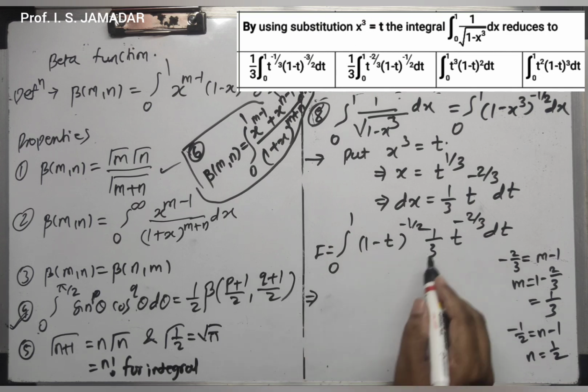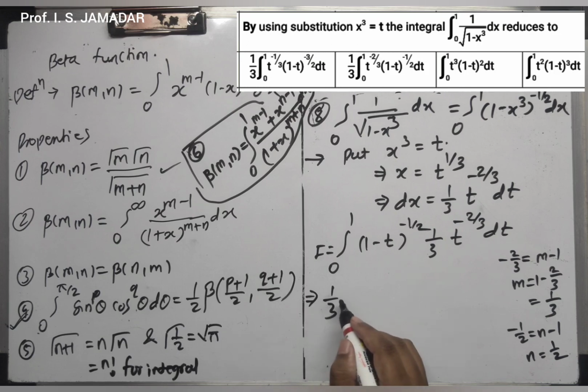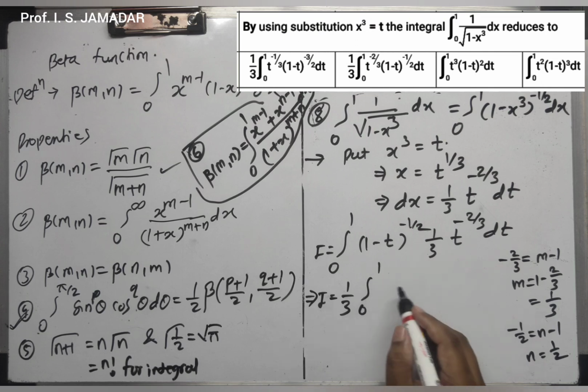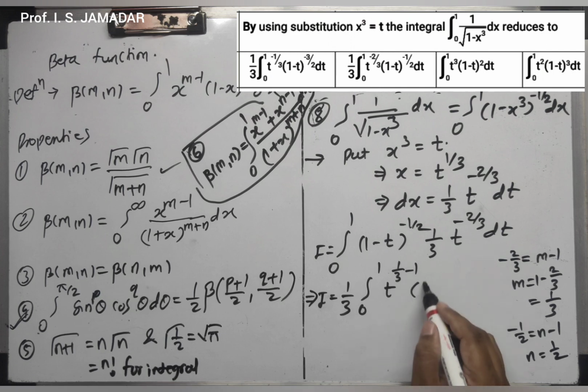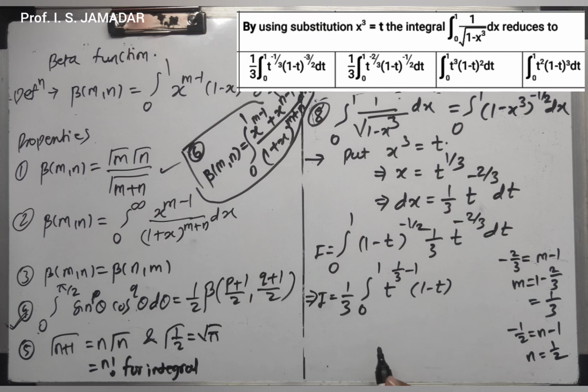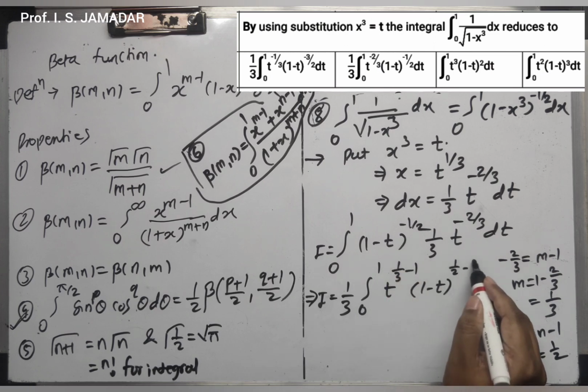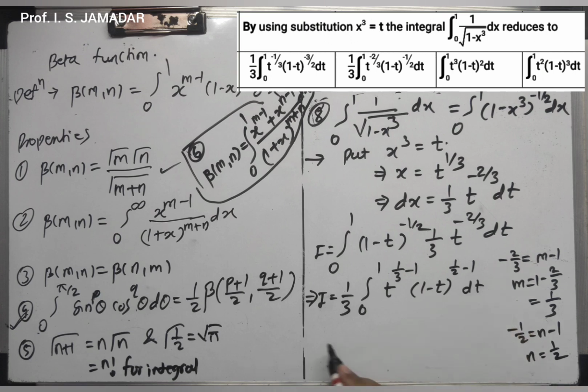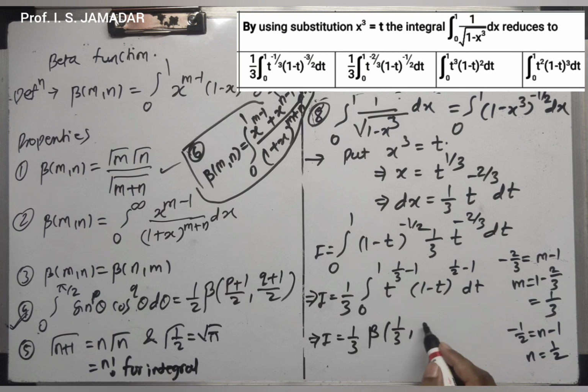So taking 1 upon 3 outside, integration 0 to 1, t raised to (1 upon 3 minus 1) into (1 minus t) raised to (1 by 2 minus 1) dt. That implies I is equal to 1 upon 3 into beta of 1 upon 3 comma 1 upon 2. This is our simplification.